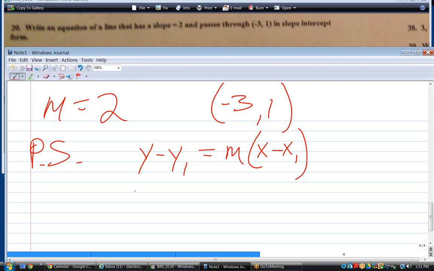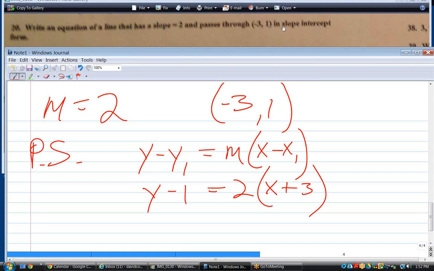So would it be y minus 1 equals 2 times x minus a minus 3? Perfect. What's x minus a minus 3 equal to? Negative 3. Hold on. What's x minus a minus? Get rid of both of those minus signs. Oh, so it would be plus 3. Yes. Okay, now, that would actually be an acceptable answer to this problem.